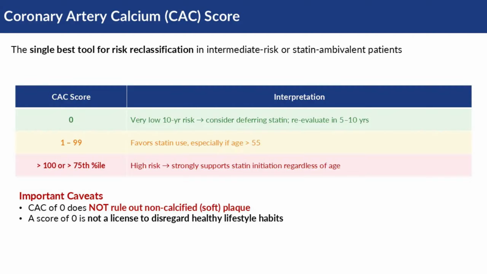Conversely, a high CAC score, greater than 100, or above the 75th percentile for age, sex, and ethnicity, significantly escalates risk and strongly supports initiating statin therapy regardless of age. Scores ranging from 1 to 99 generally favor statin use, particularly in individuals over the age of 55. It is crucial to remember that a score of 0 does not rule out the presence of non-calcified soft plaque, nor does it provide a license to disregard healthy lifestyle habits.